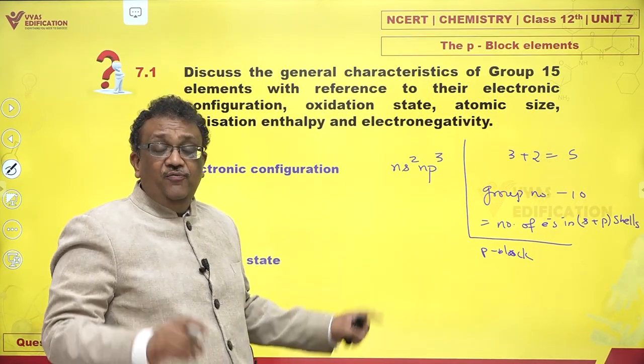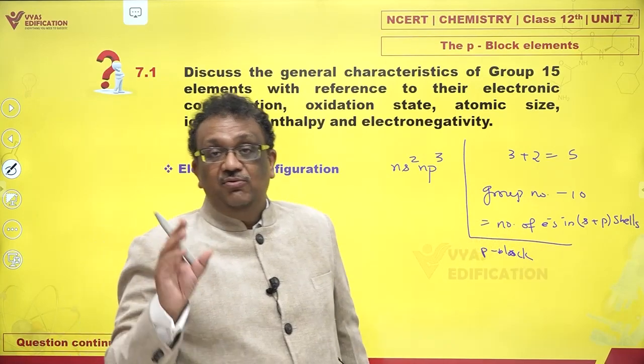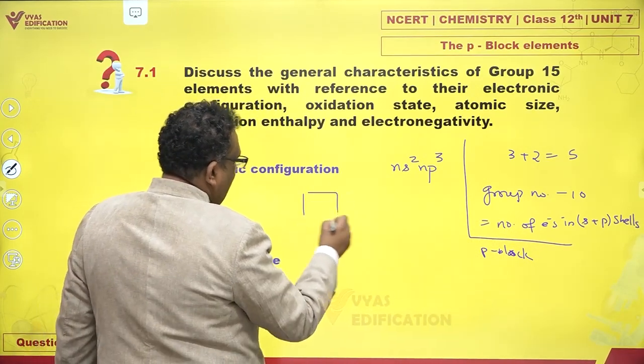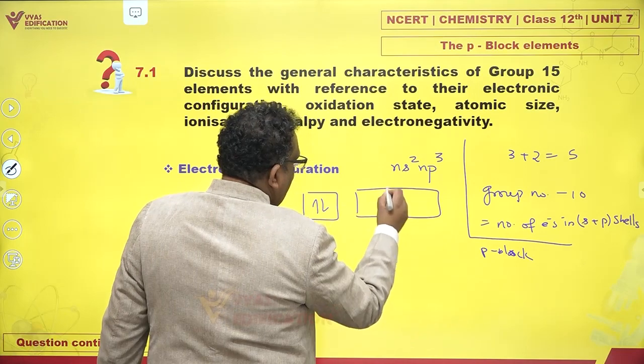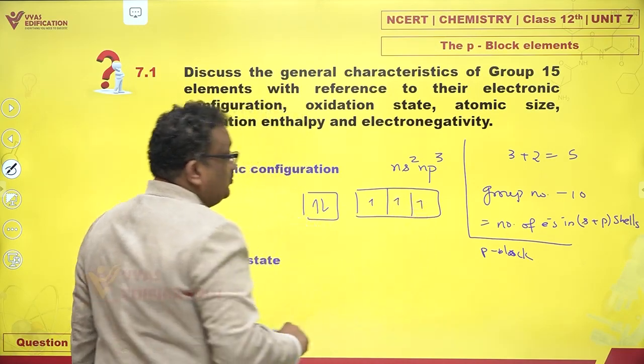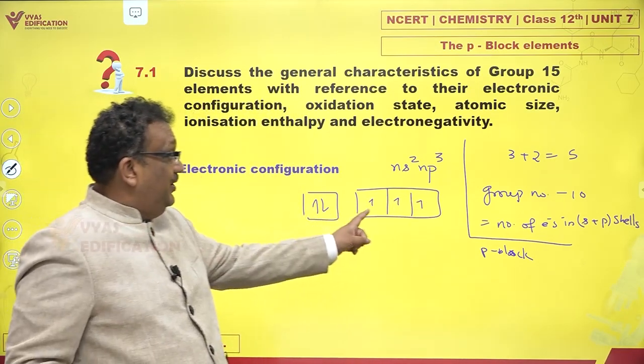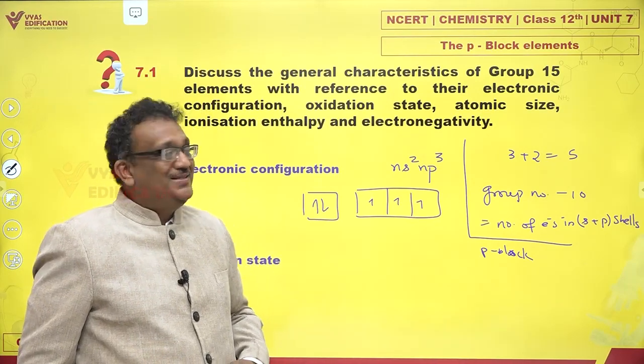So the electronic configuration is ns2 np3, and if you make a box diagram, this is the way it looks. Pay very special attention. It has a special characteristic, extra stability of half-filled p orbitals.